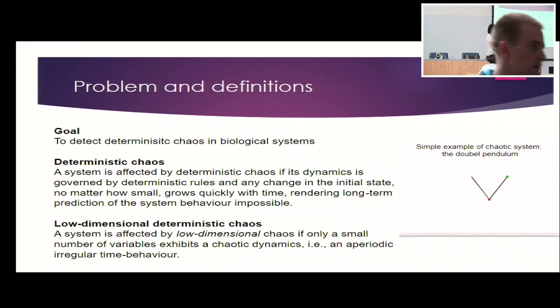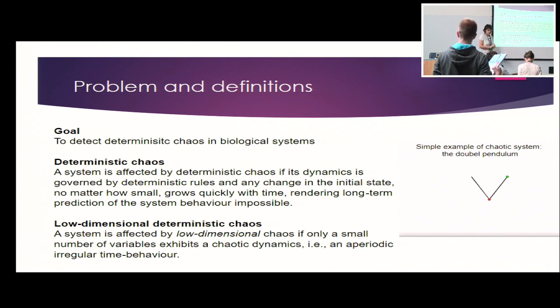So we say that a system is affected by deterministic chaos if its dynamic is governed by deterministic rules, but the system is highly sensitive to the initial condition, no matter how small the variation of the initial conditions are. So this means that after a given period of time, if the system is sensitive to small variation of the initial condition, the dynamics, the behavior of the system becomes unpredictable.